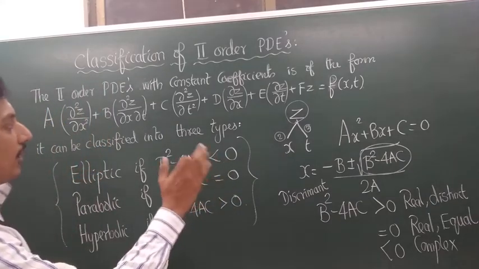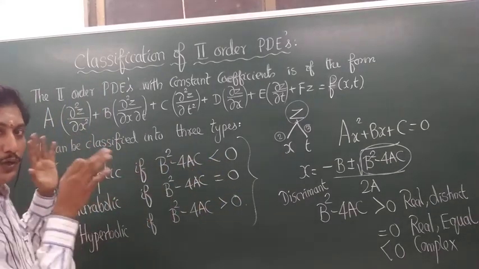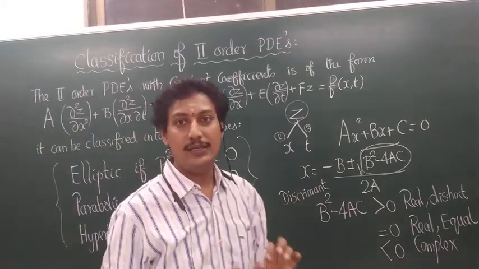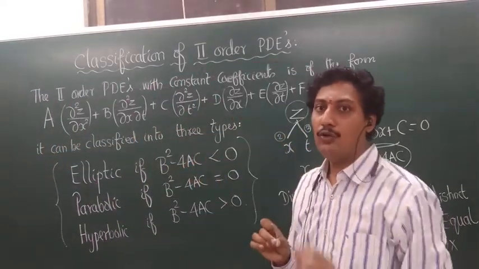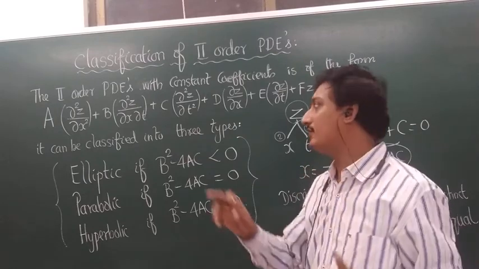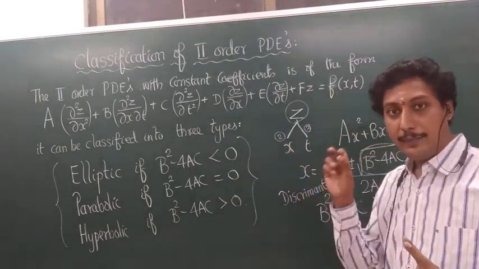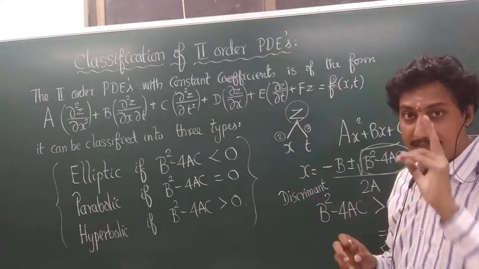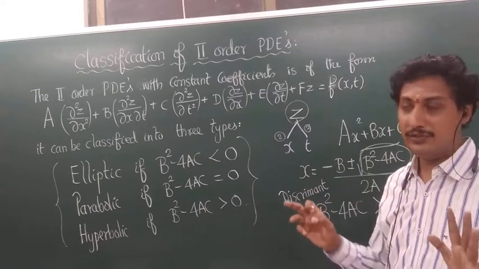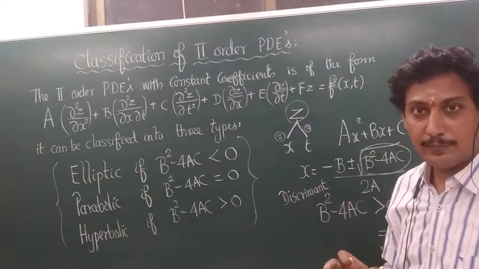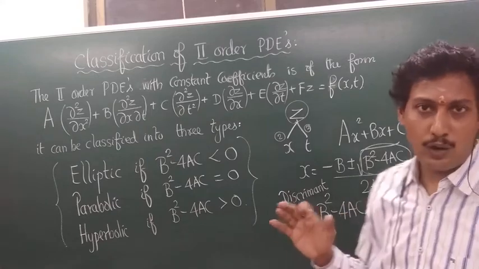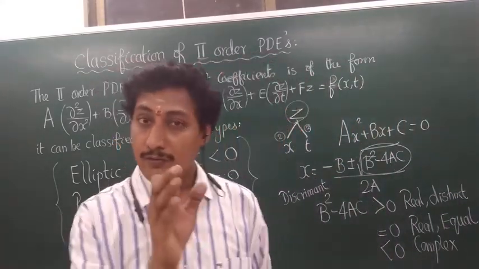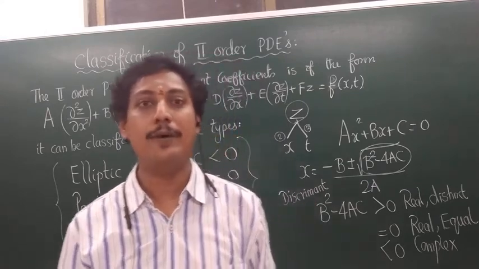So for a second order partial differential equation, we focus only on the second order partial derivatives. A is the coefficient of the derivative with respect to the first variable 2 times. B is the first variable 1 time, second variable 1 time, and C is the second variable 2 times. That's it. We don't bother about the first order partial derivatives and the right hand side functions given in the second order partial differential equation. So we only focus on the second order partial derivatives.